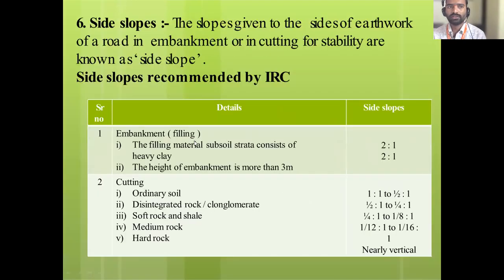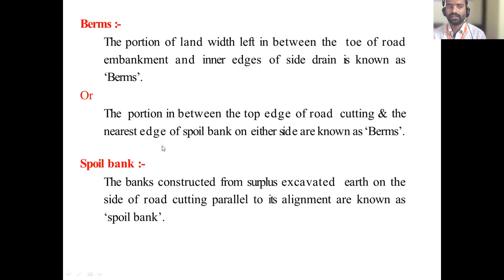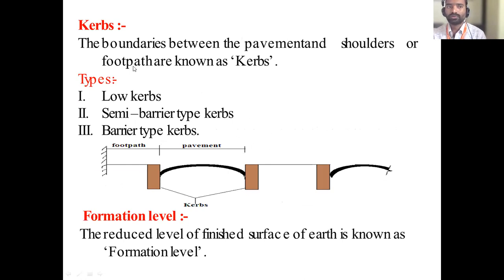So what are the different sides, what is the berm, what is the spoil bank. You have also seen the curb. What is the curb? It is the boundary between the pavement and the shoulder. It is also known as the curb when there is a footpath instead of a shoulder: the barrier or boundary between the pavement and the footpath is called the curb. There are different types of curbs: low curb, semi-barrier curb, and barrier curb.